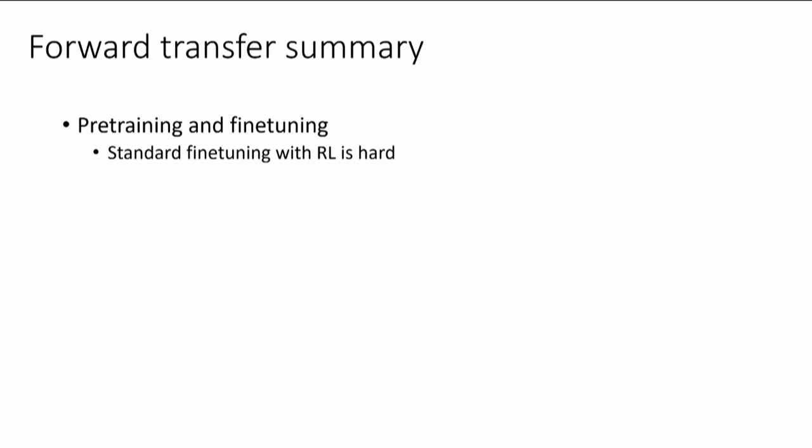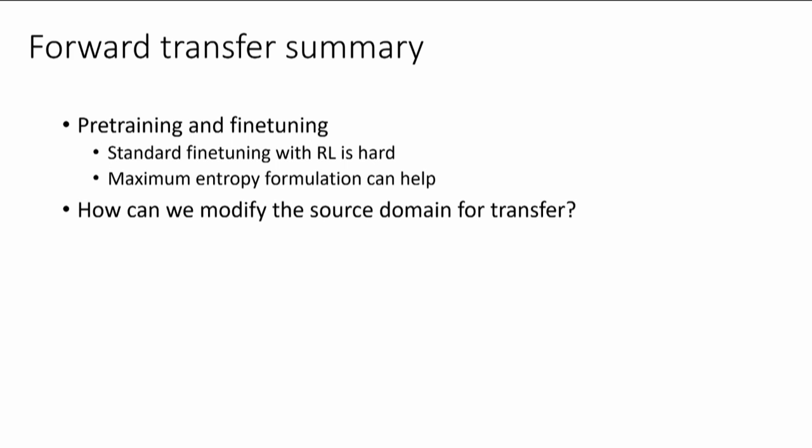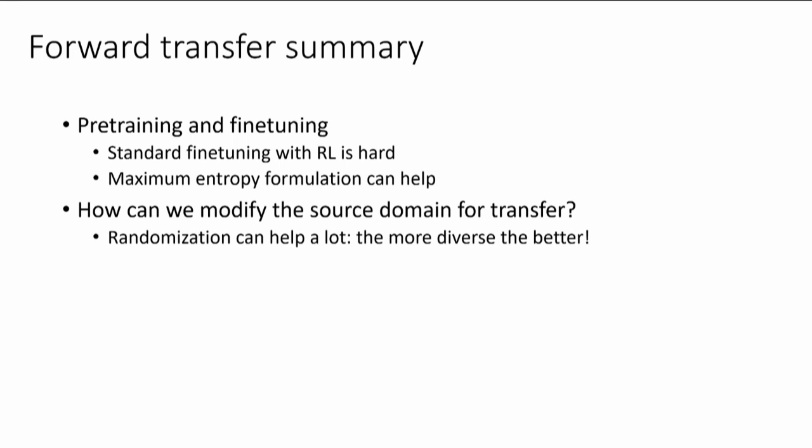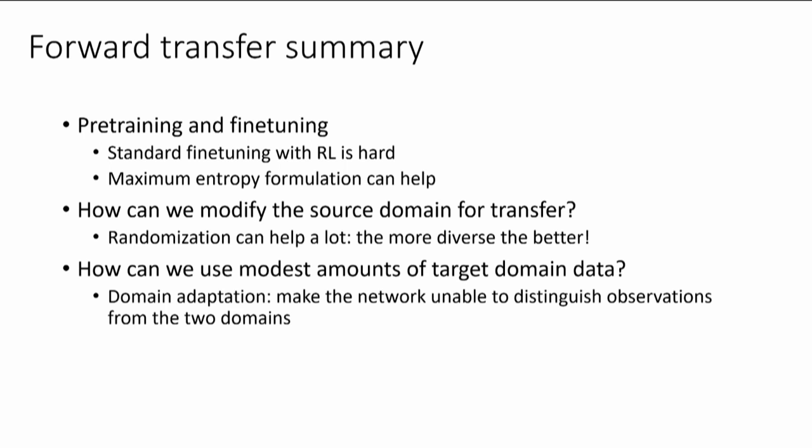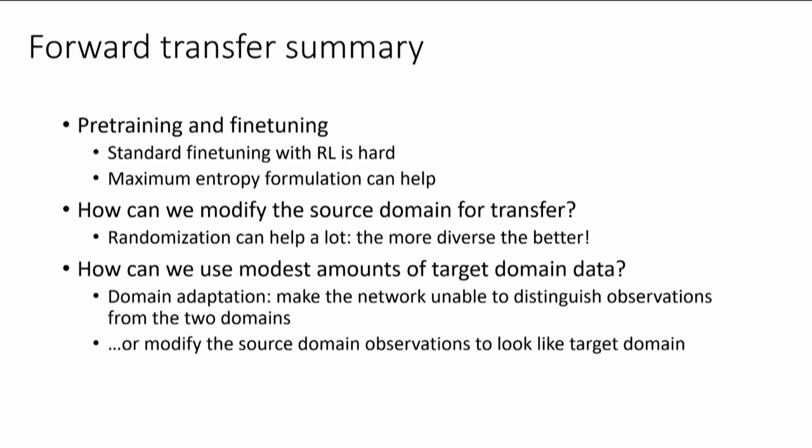Okay, so let's summarize our discussion of forward transfer. We talked about pre-training and fine-tuning. We talked about how standard fine-tuning with RL is difficult, but we have some solutions. We talked about how we can modify the source domain, where randomization can help you a whole lot, and randomization can help with zero-shot transfer. And then if you have some target domain data, you can do domain adaptation, or you can even directly go in and modify the source domain observations via another neural network that tries to make them look more like the target domain.